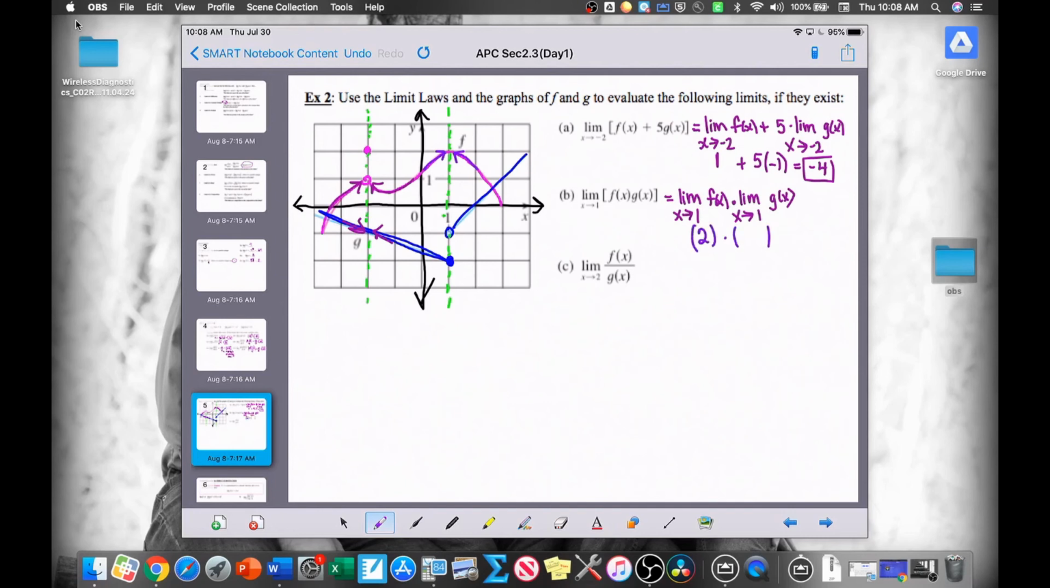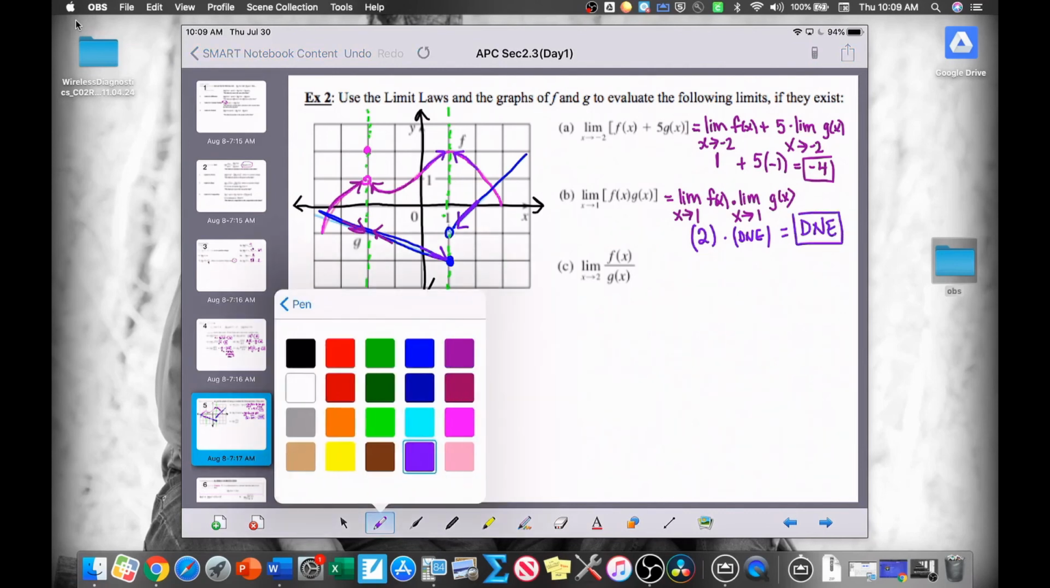times, and then the limit as x approaches 1 of g of x, here's where we have a problem. From the left-hand side, the graph is approaching a value of -2. From the right-hand side, the graph is approaching a value of -1. So this right here, this limit does not exist. And when you multiply 2 times something that does not exist, you have a limit that does not exist.